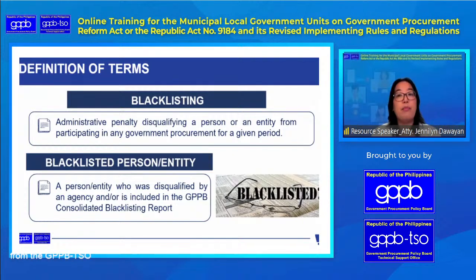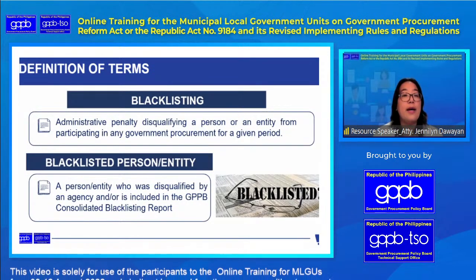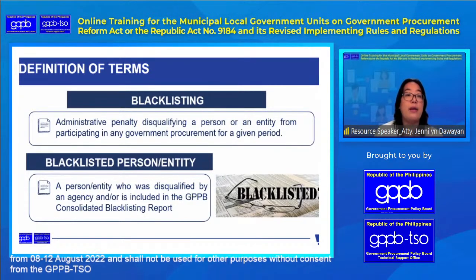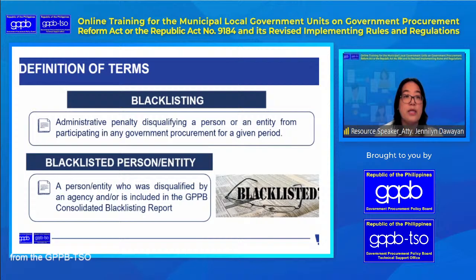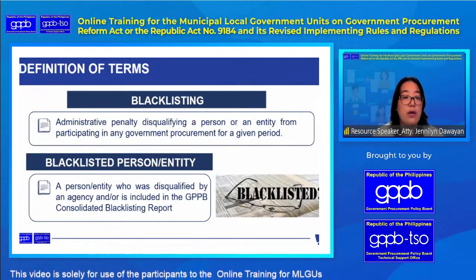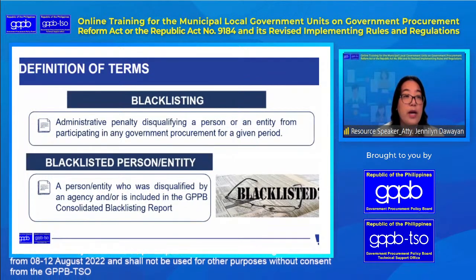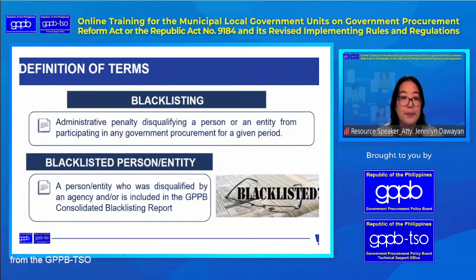So why a given period of time? Because it could be 1 year for the first offense, or 2 years for the second offense. It depends. And it's an administrative penalty because the HOPE can approve this for its implementation. A blacklisted entity who was disqualified for a reason or another by an agency is and will be included in the GPPB CBR, or our consolidated blacklisting report.